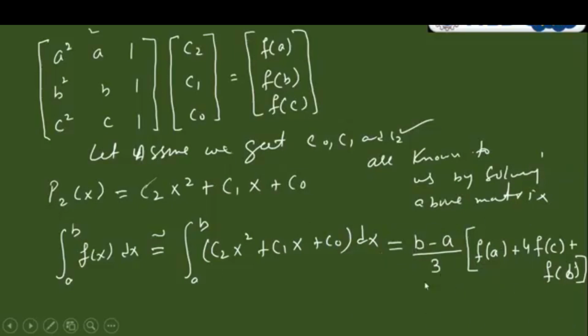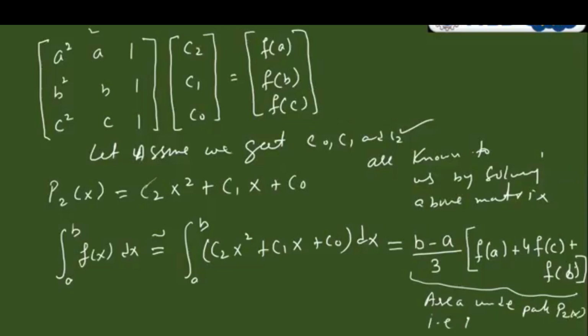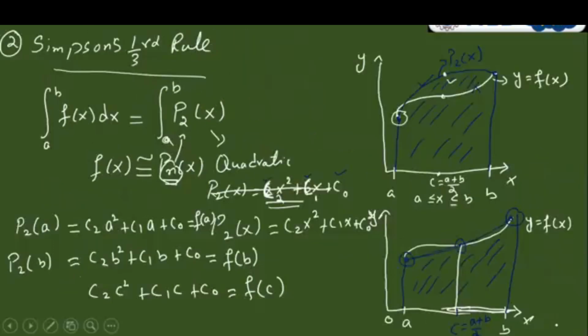So what does this mean? What does this represent? This represents the area under a polynomial of degree 2, that is, the blue curve. If you go to the previous slide, that equation gives the area under this blue curve.